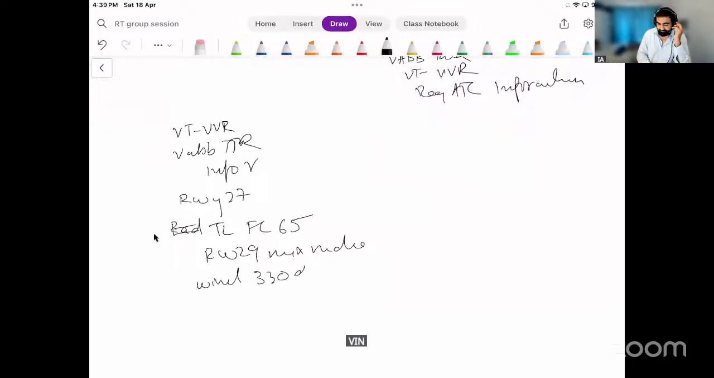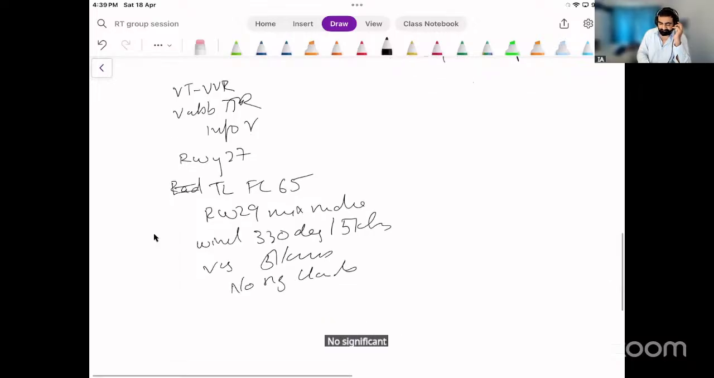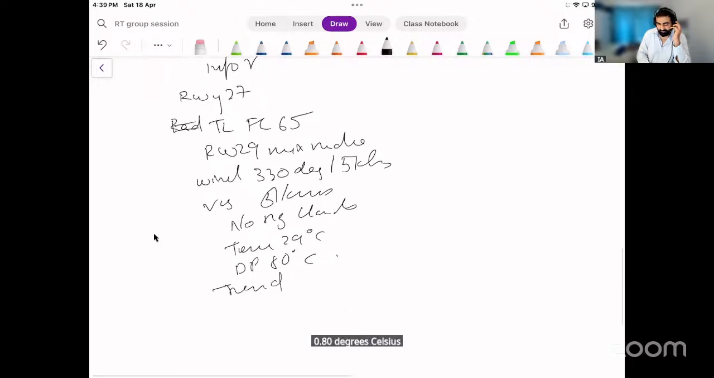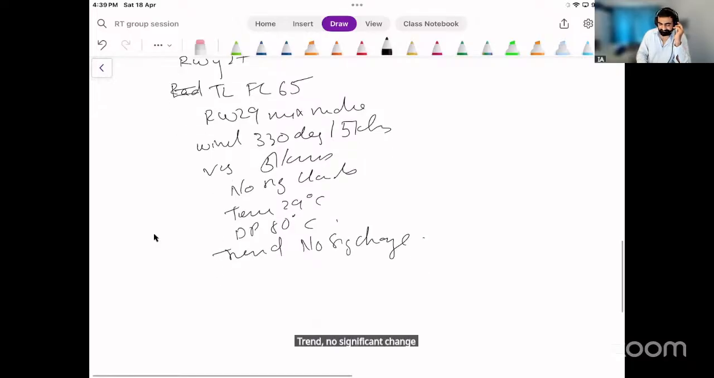Wind 330 degrees, 5 knots, visibility 5 kilometers, no significant clouds, temperature 29 degrees Celsius, dew point 80 degrees Celsius, trend no significant change. Information Victor.